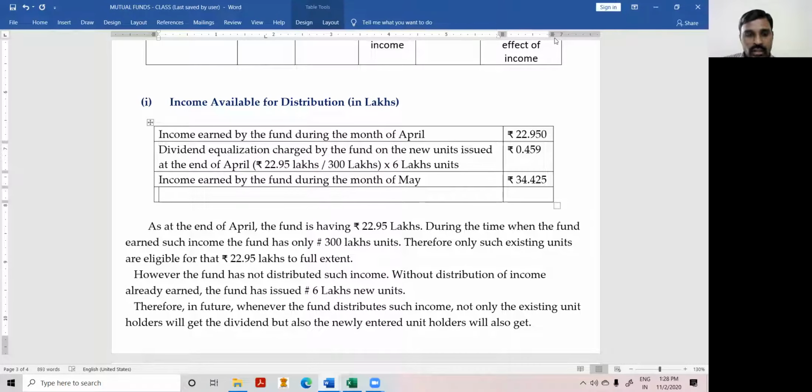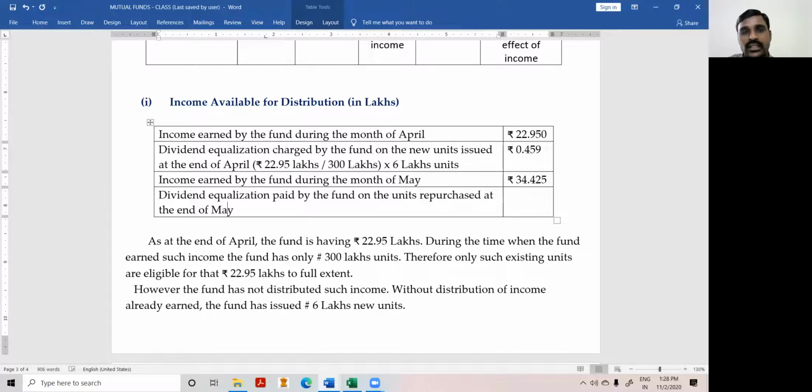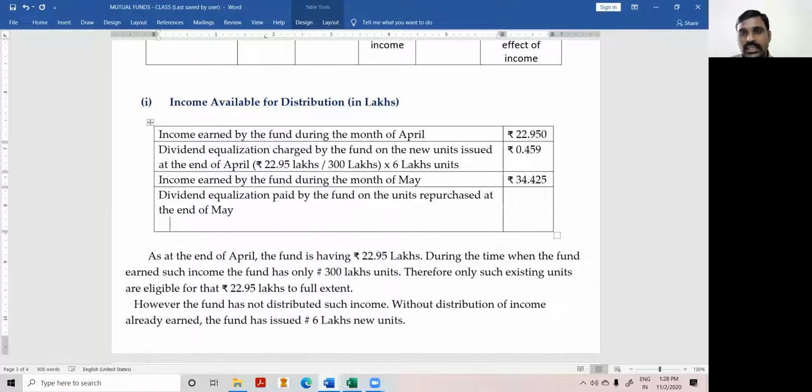Next, look at this. Dividend equalization paid by the fund on the units repurchased at the end of May. How much dividend equalization is to be collected? What is the income eligible? What is the income existing as on this date?